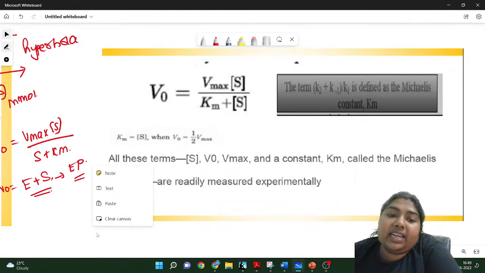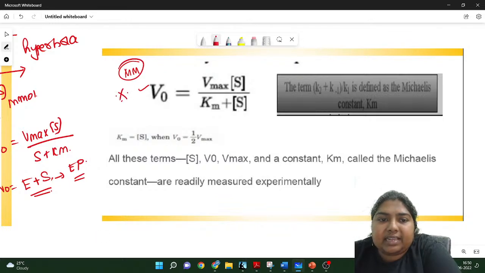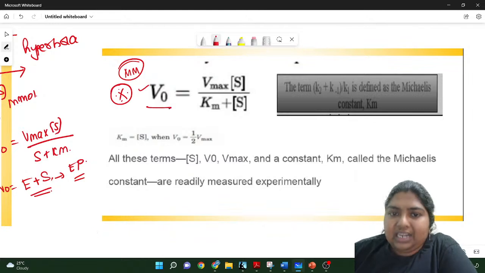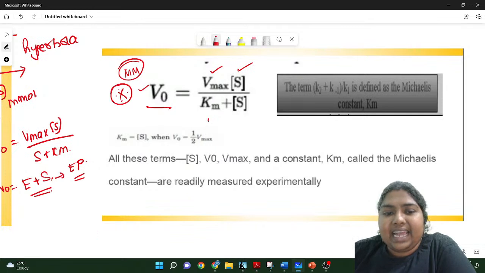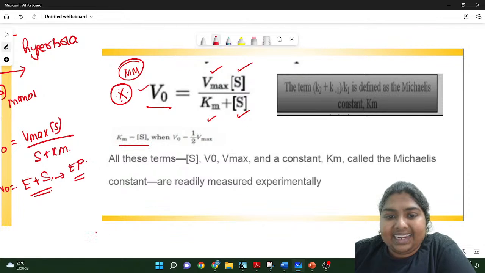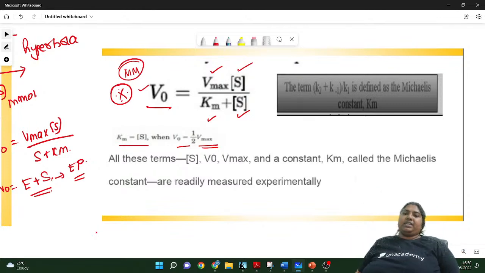This is a very, very important formula. Many times, in many exams, questions have come from this. So definitely never ever forget to memorize this formula. What is the formula? V0 is equal to V max into S divided by Km plus S. So Km will be equal to S when your V is half V max. So your S and the Km become equal.